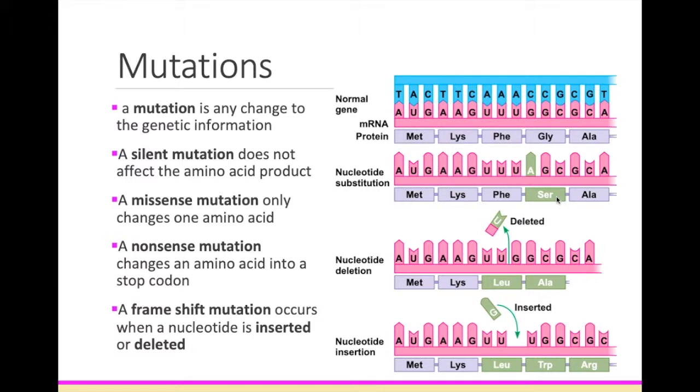Sometimes this is really bad. In the case of, for example, hemoglobin, this causes sickle cell anemia. However, if the amino acid that's changed is very similar to the original, it might still result in a functional protein. A nonsense mutation, let's think about what the word nonsense means. It means crazy. It is when an amino acid gets changed into a stop codon.